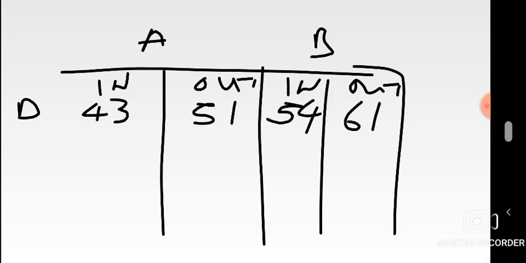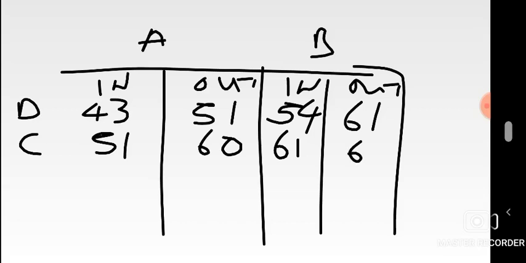The next job is C. Job C enters at what time? In A, job C will enter at 51 because that's when machine A was free. Then it's spending 9 minutes. This is 60 here. What time does it enter B? At 61, due to the fact that this is when B was free. 61 plus 6 as the duration for C in B, 6 minutes, so 67 comes out.